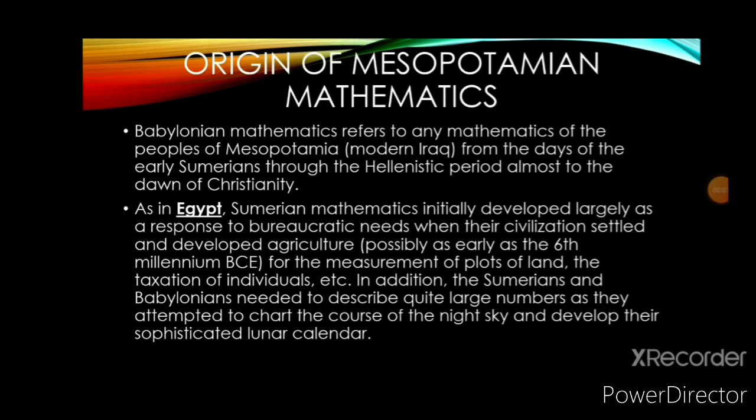Babylonian mathematics refers to any mathematics of the peoples of Mesopotamia, that is modern Iraq, from the days of the early Sumerians through the Hellenistic period almost to the dawn of Christianity.